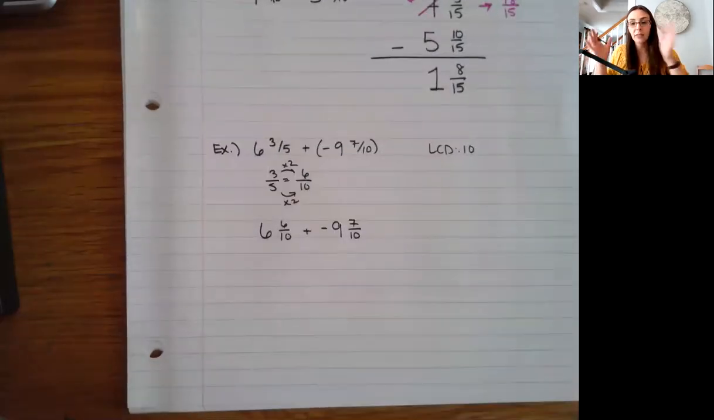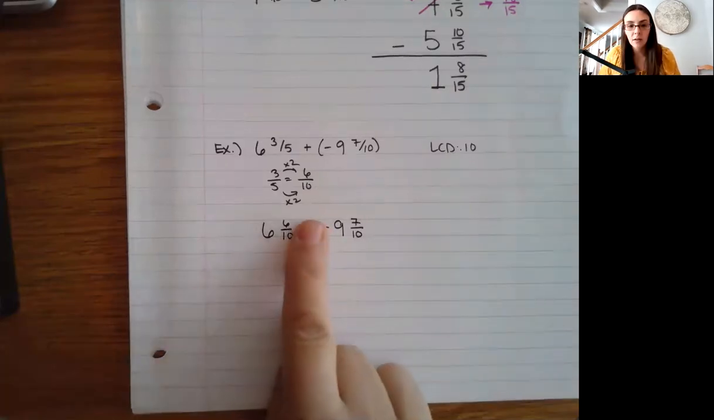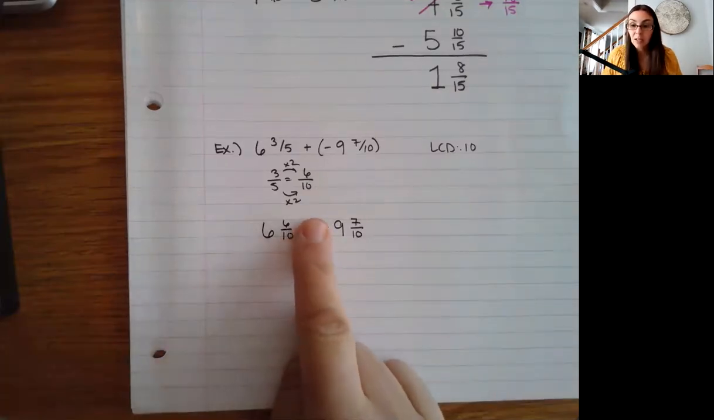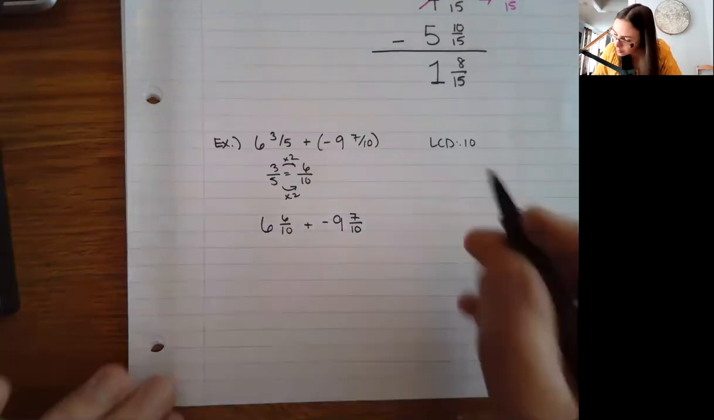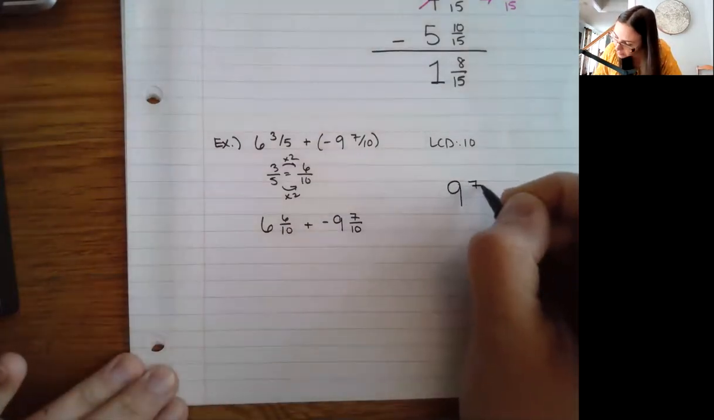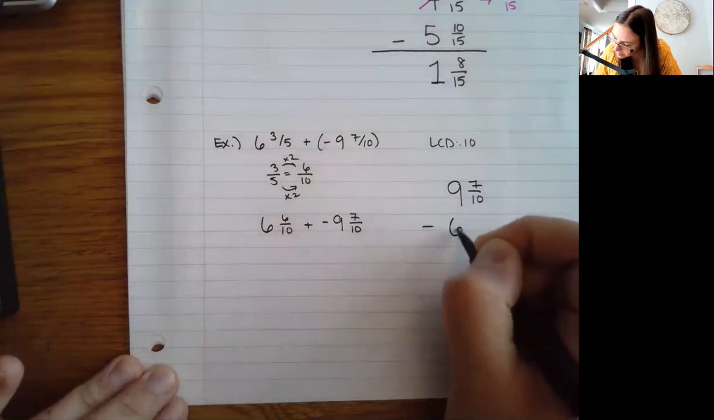Now here, again, I have different signs. So even though it's adding, we're actually subtracting. And be careful when you set things up vertically. We are subtracting, but pretend like that negative isn't there. Notice that 9 is bigger than 6. So that 9 has to go on top. So it's 9 and 7/10 minus 6 and 6/10.